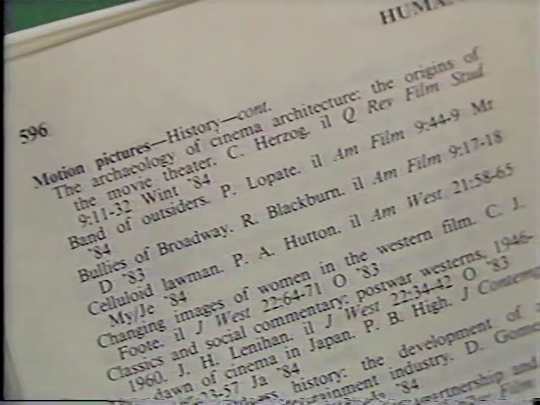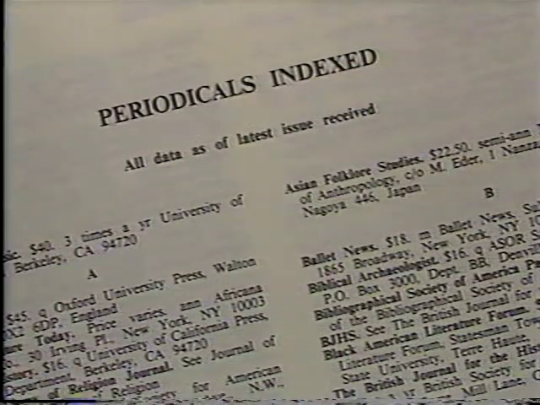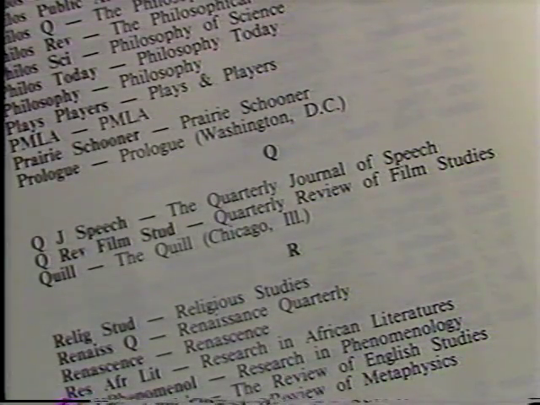Let's say you want to write a paper about the history of motion pictures. Well, the Humanities Index would be the place to start. Since entries are listed by author and subject, let's turn to the subject of motion pictures. There you'll be referred to periodicals like the American Film, Quarterly Review of Film Studies, and the Journal of Contemporary History. The magazines represented by these abbreviations are listed in the front of the index.